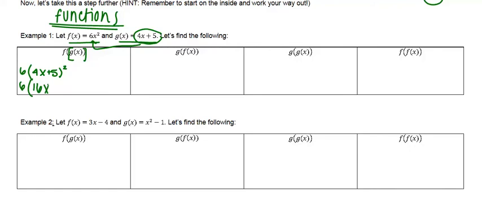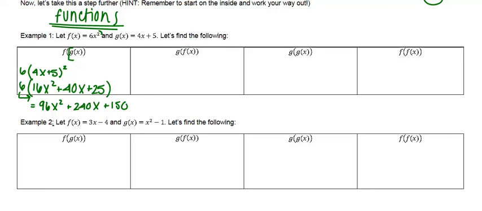Okay, remember, anytime we have a binomial squared, I do have to FOIL that out. So if I FOIL that, I should have 16x squared plus 40x plus 25. And now my last step is going to be to go ahead and distribute this 6 to all of our terms. So our final answer should be 96x squared plus 240x plus 150.